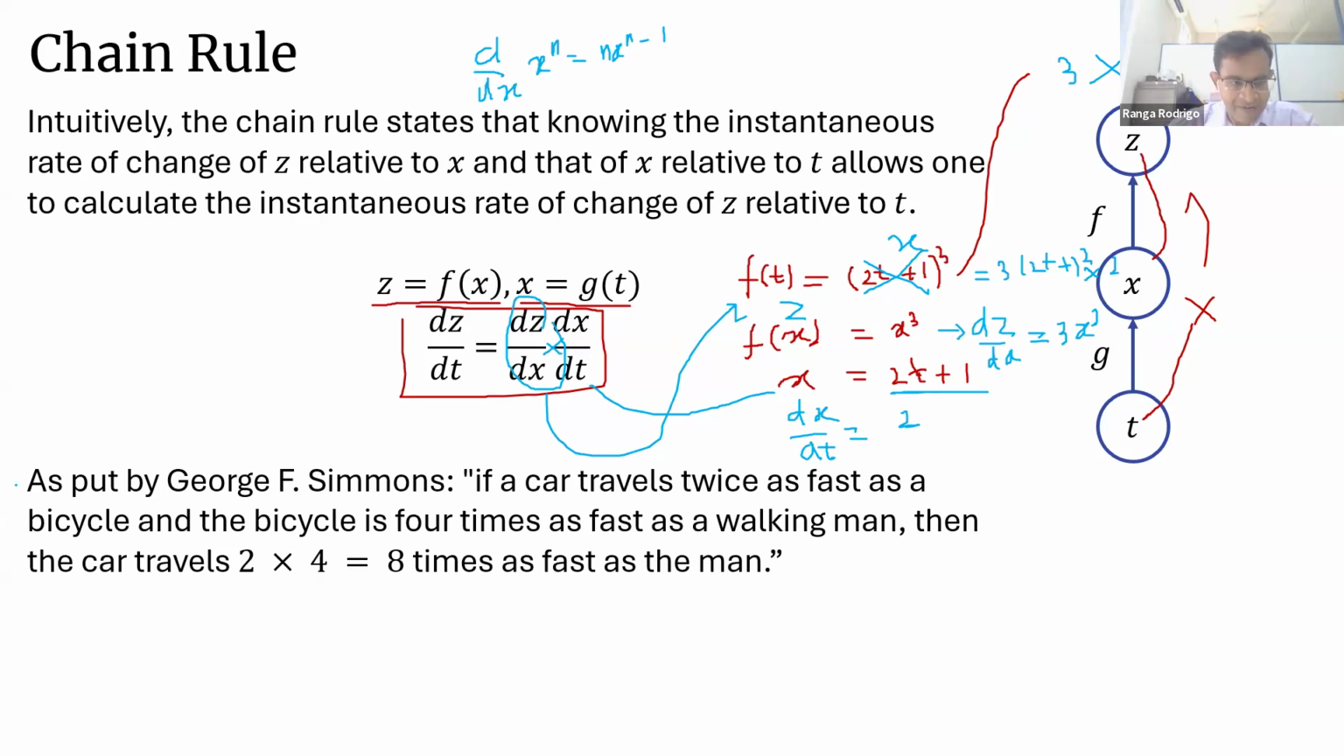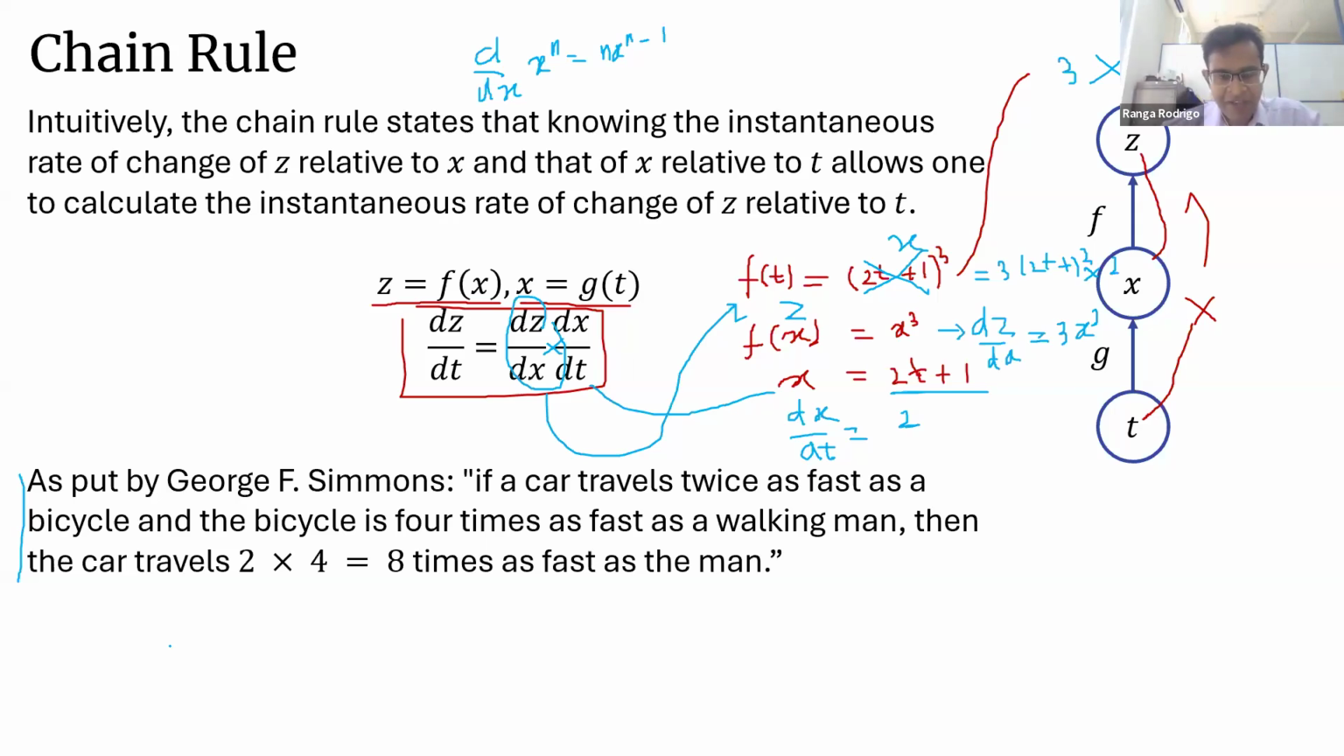So, a simple anecdotal example is this. As put by George F. Simmons, if a car travels twice as fast as a bicycle, and the bicycle is 4 times as fast as the walking man, then the car travels 2 times 4 equals 8 times as fast as the man. With this, you can understand that the chain rule is true. Okay. So that's the chain rule. Any questions about that?